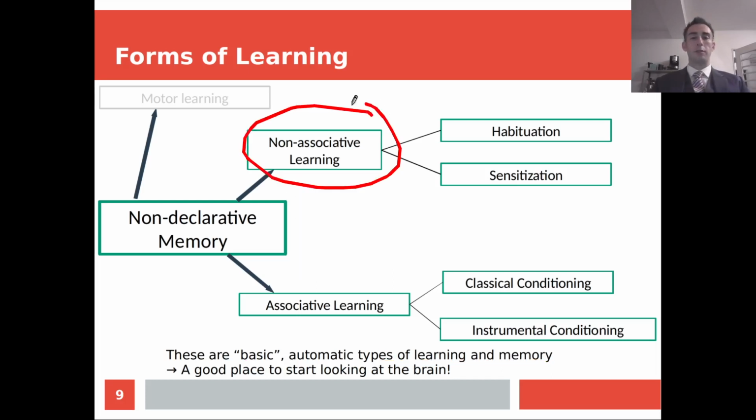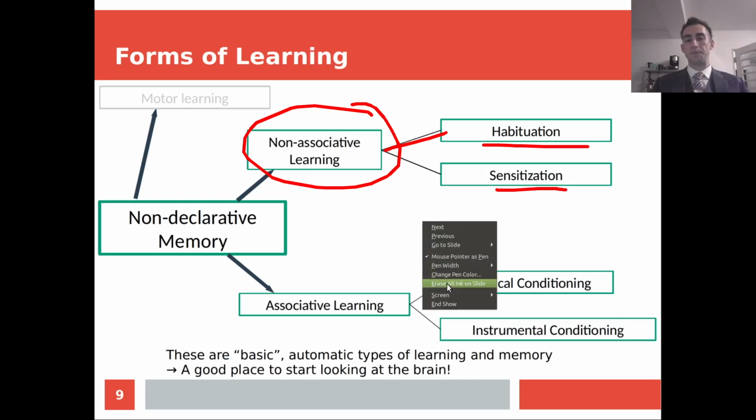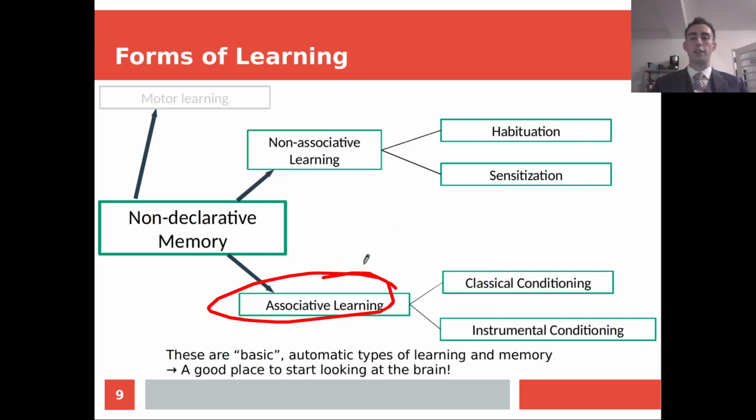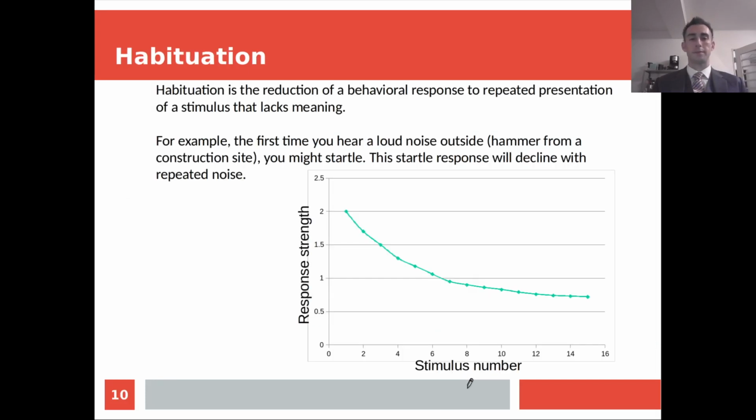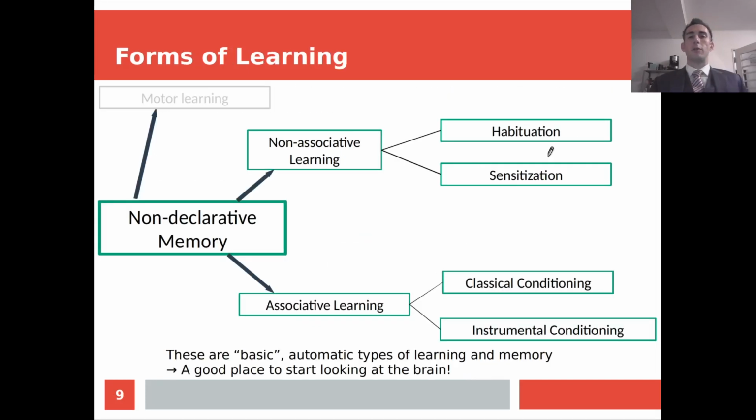Within non-associative learning, you have two main types we're going to talk about. One is habituation learning. The other is a phenomenon called sensitization. Within associative learning, we're going to talk about two types. One is classical conditioning, sort of Pavlov's dog, if you know about this. And the next is instrumental or operant conditioning. Okay, so we're going to start off with habituation.